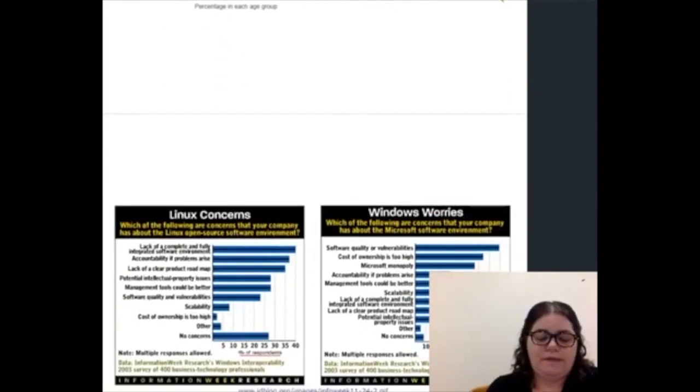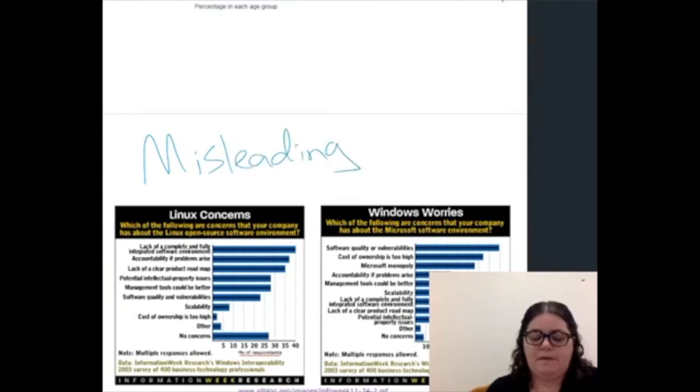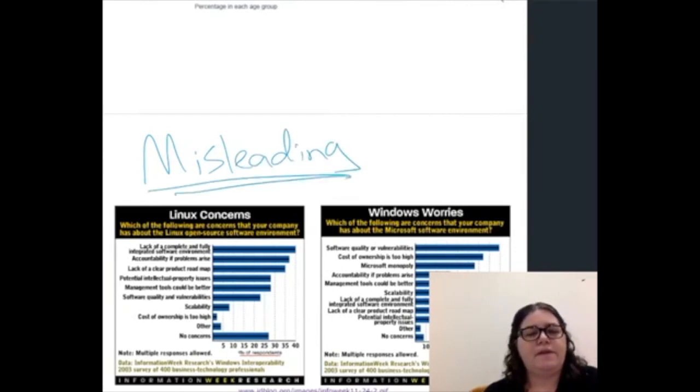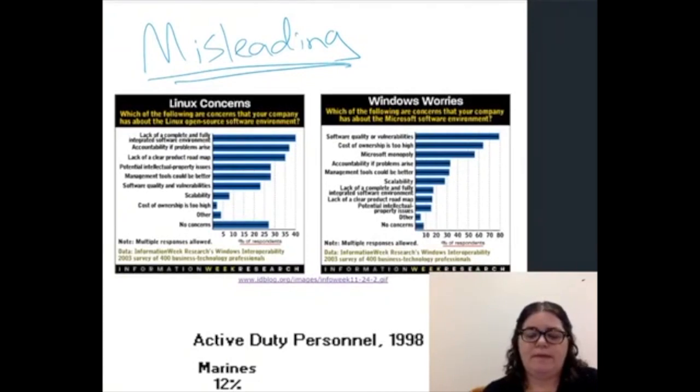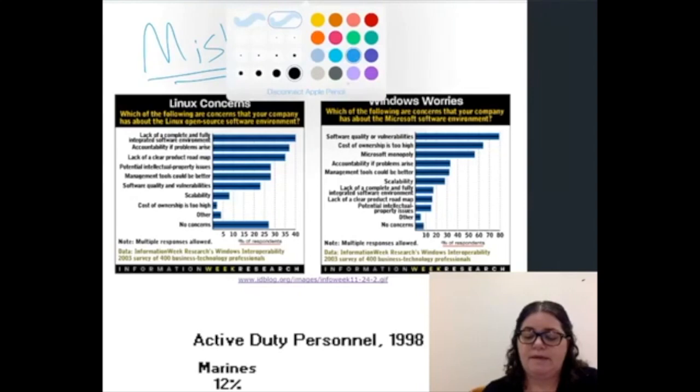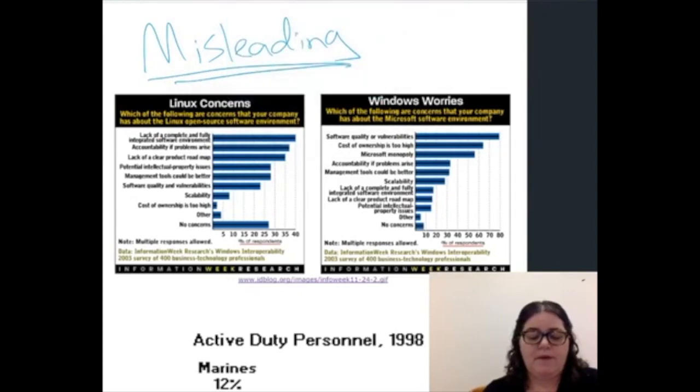Now, underneath here I've got some examples of misleading graphs. These are some of the things that we need to look for when we're given some kind of article: how are the graphs represented? Are they done well, or not done well? Looking at this first one, the graph on the left is about Linux concerns, and the graph on the right is about Windows. So these are two different operating systems.